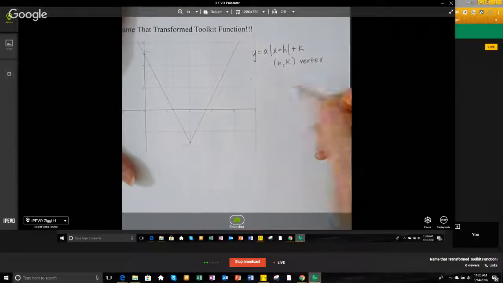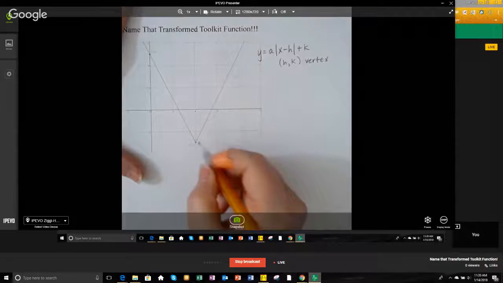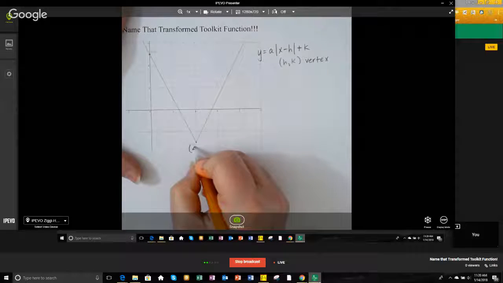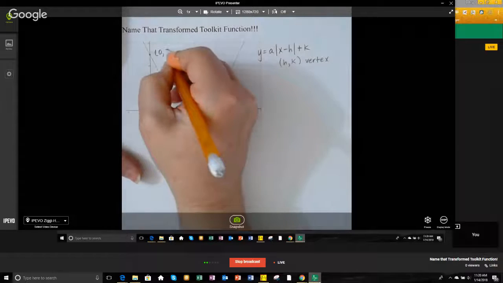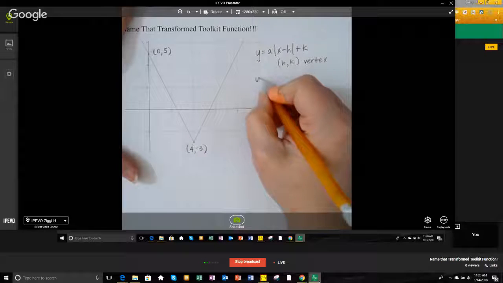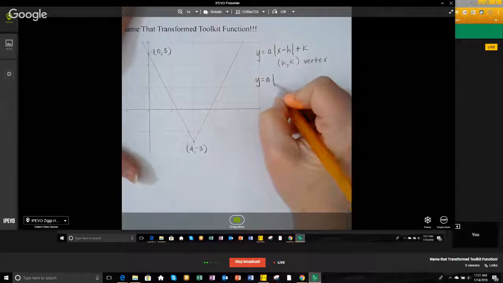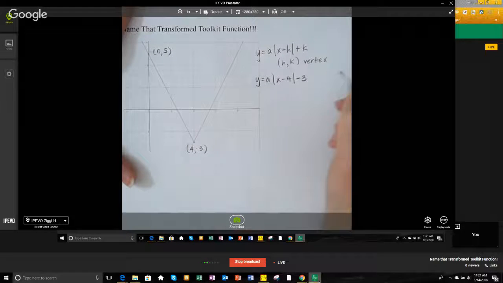All right, and in order to come up with the equation of this toolkit function, the vertex on here is (4, -3), if we can't see it. And this point here I gave you was (0, 5). So (h, k) was given to us, which is really nice. So we can say that y equals a times the absolute value of x minus 4, minus 3.